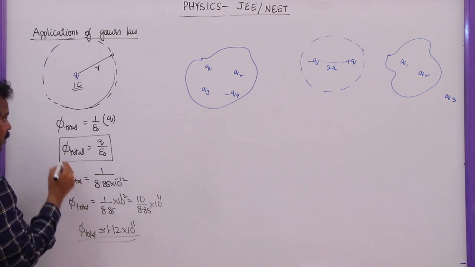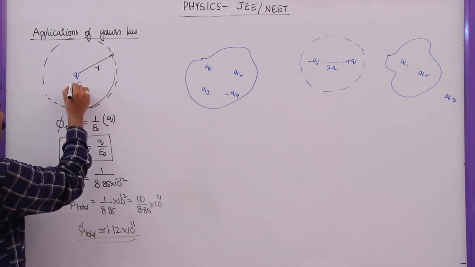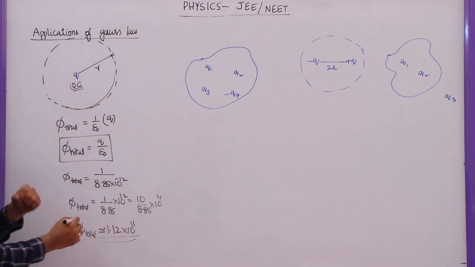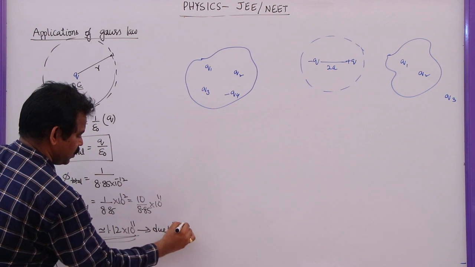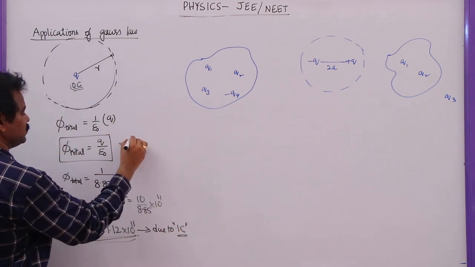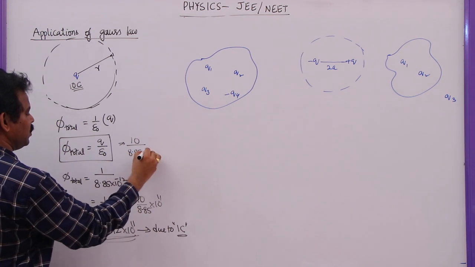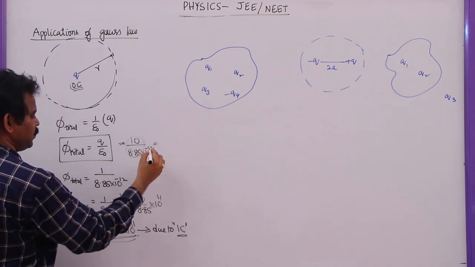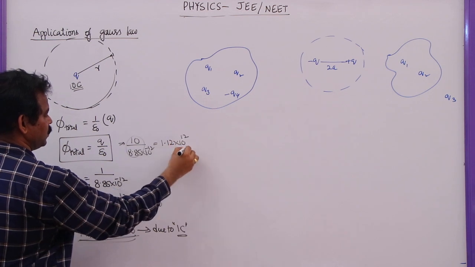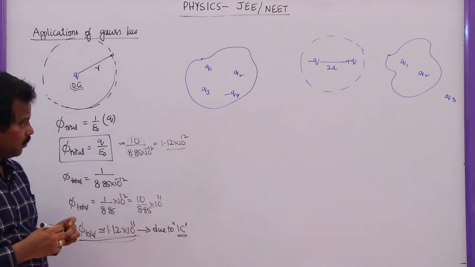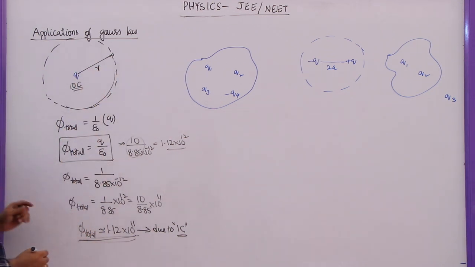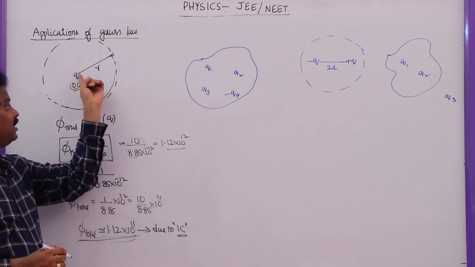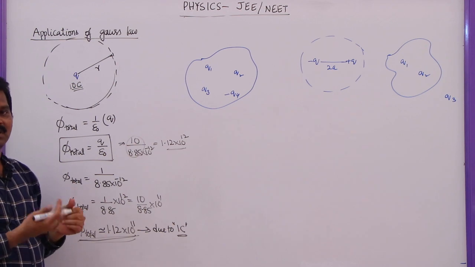Now, instead of 1 coulomb, let us say I take 10 coulombs here. What is the flux due to this 10 coulombs? This is the flux due to 1 coulomb charge. Now, due to 10 coulomb charge, this will be 10 by 8.85 into 10 power minus 12. So this will be 1.12, so 1.12 into 10 power 12 lines will pass through this. Now, because r is not given, that means according to this formula, flux never depends upon the radius of the spherical Gaussian surface that we are considering here.